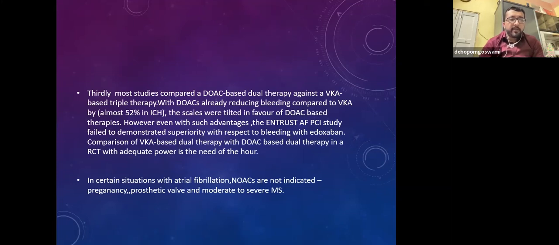And in certain situations like atrial fibrillation where NOACs are not indicated, like pregnancy, prosthetic valve, and moderate to severe MS, VKs can definitely be used. Next slide.